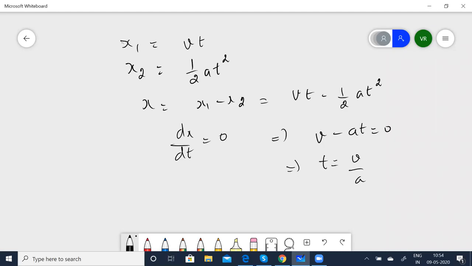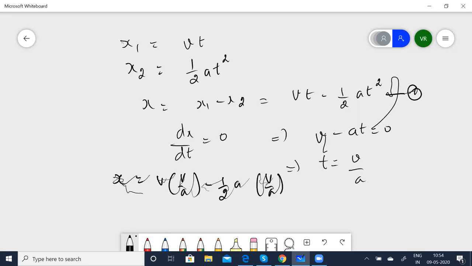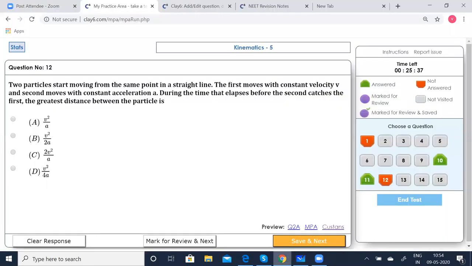Now substitute t in this equation. So what do you get? x is equal to, in the place of t, we substitute v by a. So x is equal to v into v by a minus half a into (v by a) the whole squared. That simplifies to v squared by 2a. From this we can see which option is correct. V squared by 2a, B is the correct option. So click that, go to the next.